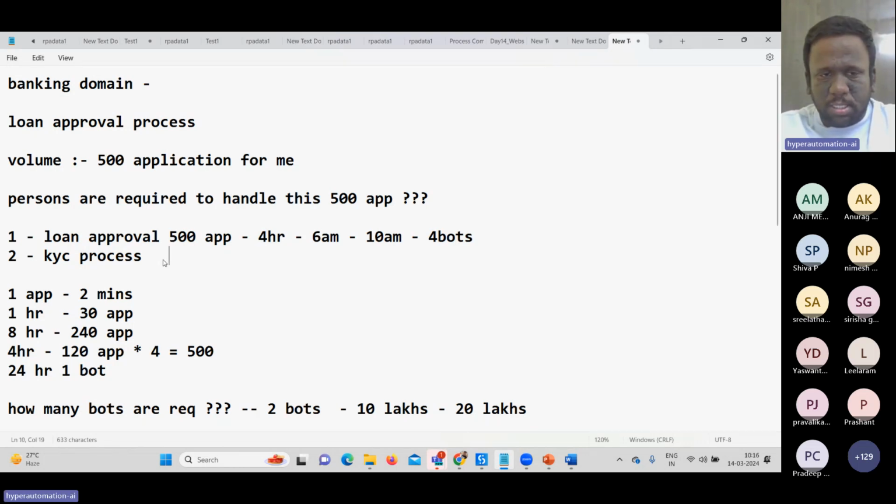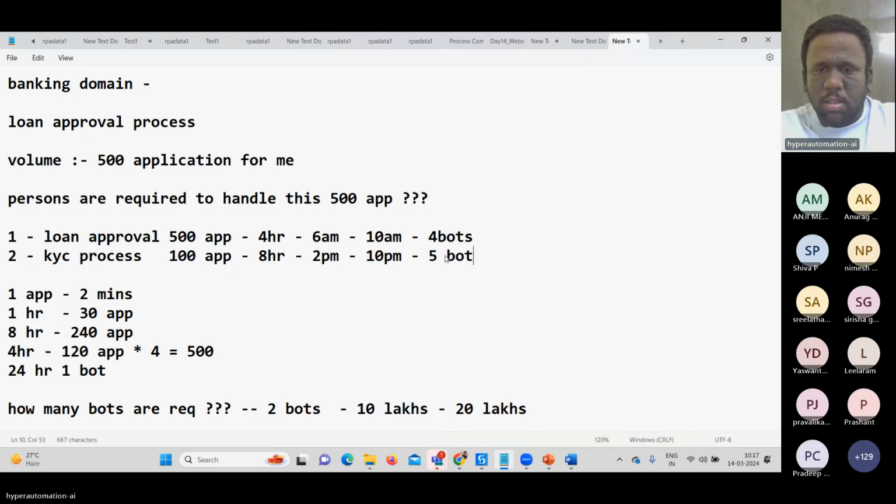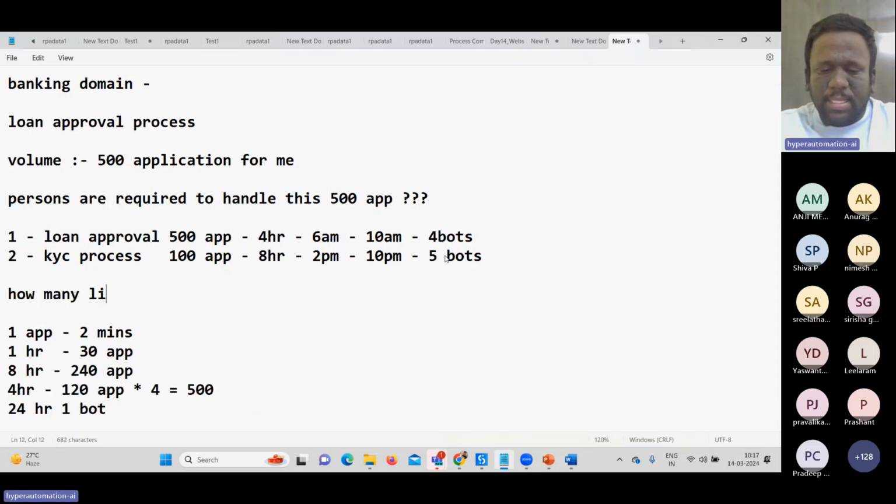And there is the KYC process, which gets a volume of 100 applications on a daily basis, and you need to complete it within 8 hours. You're going to run this particular process from afternoon 2 p.m. to around 10 p.m. And to handle these 100 applications, you require, let's say, 5 bots. How many licenses are required here? The general understanding is that we'll say 9 bots, because for this process it is 4 bots, and for this process it is 5 bots.